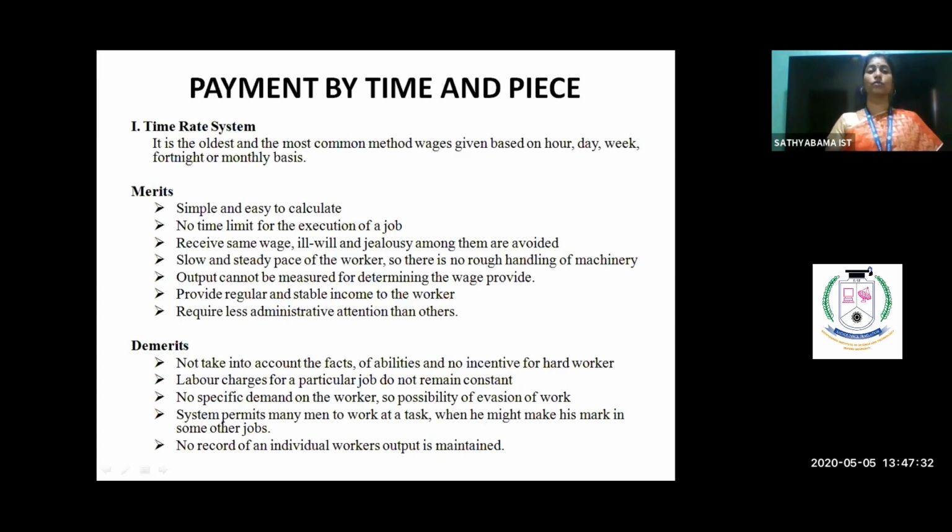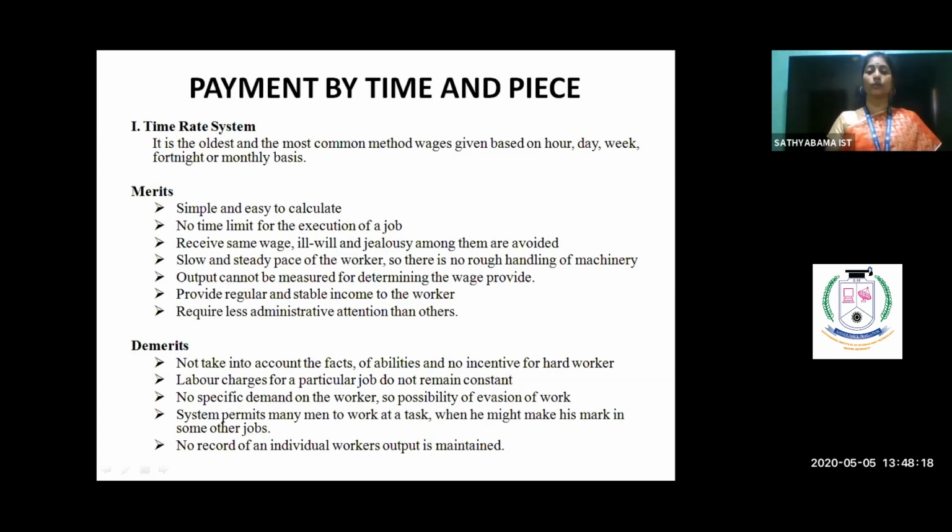So what are the demerits? Whatever merits we have, similarly we have demerits in following the time rate system. It does not take into account the abilities or efficiency of the employees. When this is not considered, the hard worker will get demotivated, since they receive the same money as the normal workers. So it demotivates the employees. Then the labor charges for a particular job do not remain constant, because some jobs will require more efficiency than other jobs. Since the same wage is given, it will demotivate the employees again.